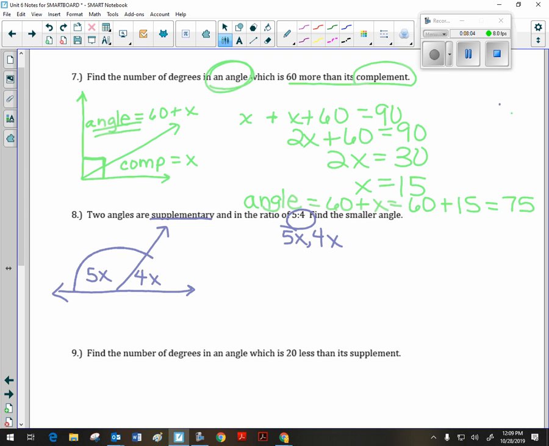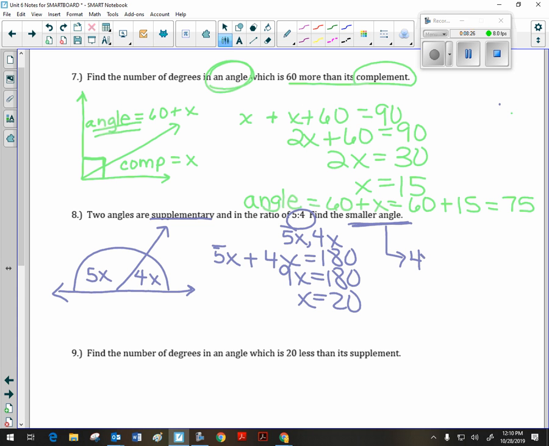And then because these two angles are supplementary, they add to 180. So 5x plus 4x is going to equal 180. 9x then equals 180. And x is 20. And again, every time I find x, I have to go back and say, okay, well, what was I supposed to do with that x? And this question wanted the smaller angle. I know that 4x is going to be smaller than 5x. So this is 4 times 20, which is going to end up giving me a smaller angle measure of 80. So 80 is my smaller angle measure. I have answered their question.